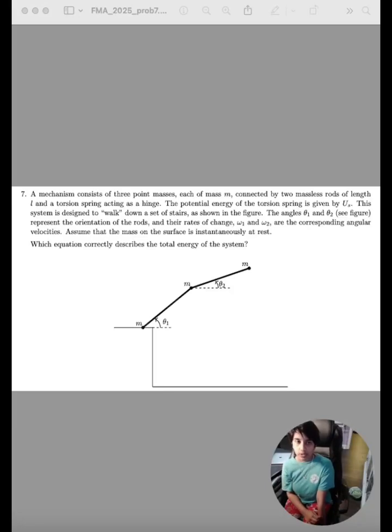Hello, today we'll be reviewing the F equals MA 2025 problem 7. The problem states as follows.